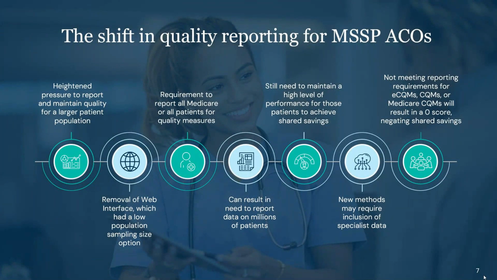So, shifting the quality reporting for MSSP ACOs, what does that look like? The biggest change coming up for 2025 is the removal of the web interface. ACOs had the option to report through the web interface, while also being able to track different areas, as you'll see here, for the eCQM, CQM, and Medicare CQM. So you had those areas to track and potentially report on. Shifting back to the requirement to report on all Medicare patients' quality measures can result in the need to report on data for millions of patients, and that's a heavy lift. We've seen that time and time again over the years. New methods may also require inclusion of specialist data.